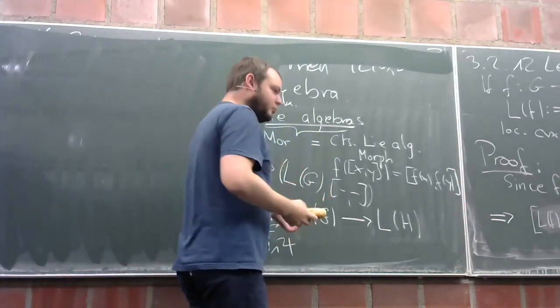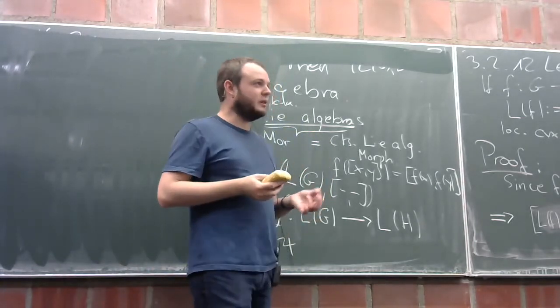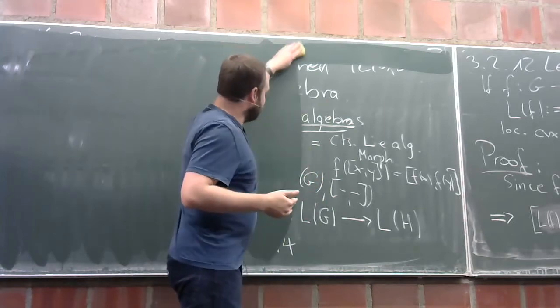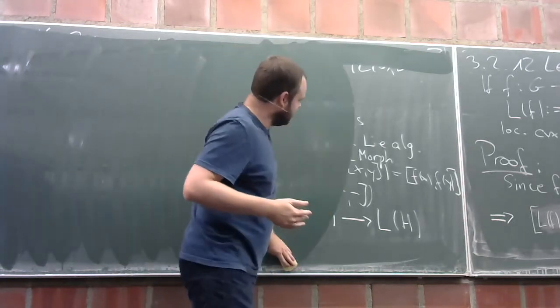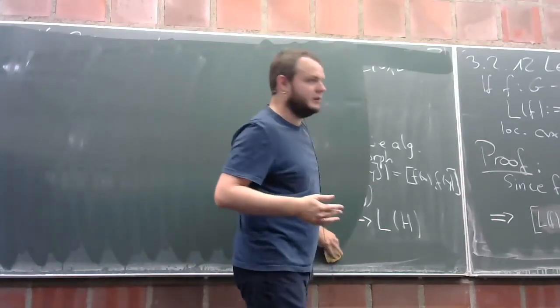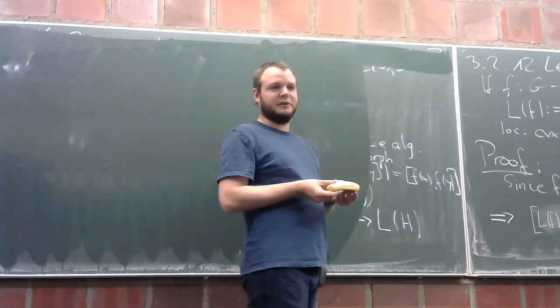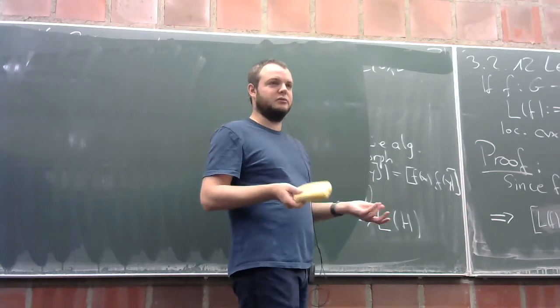So there are two more things I want to be doing, and then we're done with this chapter. So we'll probably get into this in the next half hour. The first thing is I want to describe the Lie algebra of the diffeomorphism group. We saw yesterday that the diffeomorphism group is an infinite dimensional Lie group.